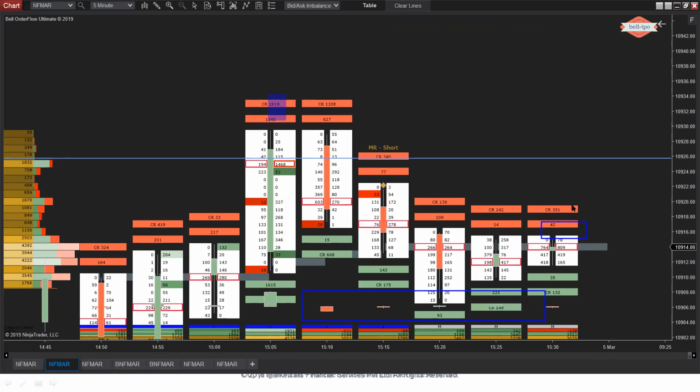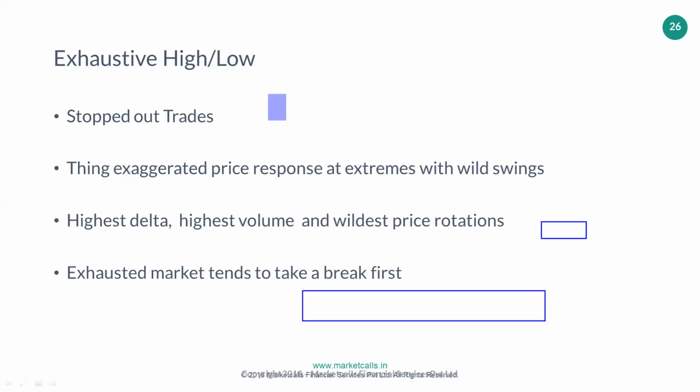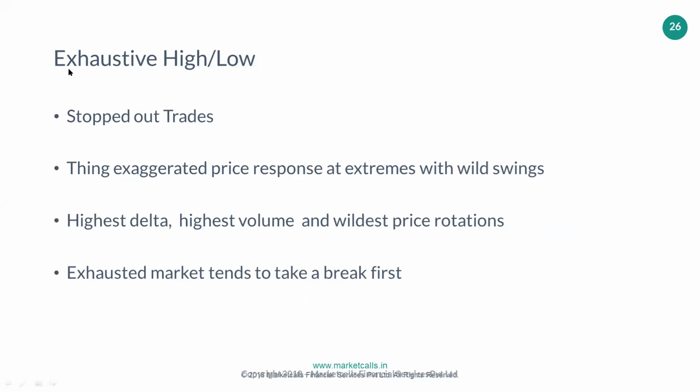Okay, so that's what the trap buyer and trap seller. A classical example is Friday's one, both in Nifty and Bank Nifty. And a classical example to understand exhaustive high, also yesterday's topic.